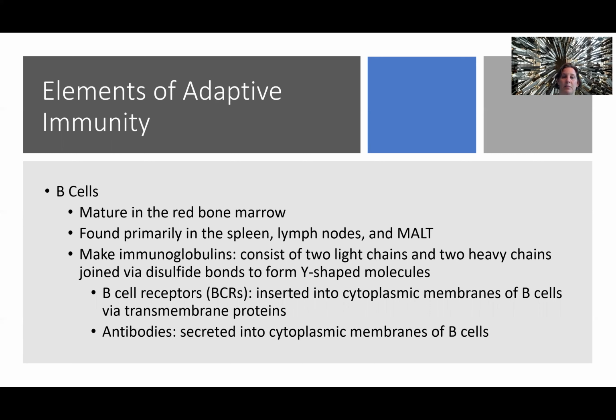So antibodies and immunoglobulins are basically free immunoglobulins. So we have B cell receptors, where we have an immunoglobulin in the cytoplasmic membrane of the B cell, and it's held there by transmembrane proteins. But then we actually have antibodies that are secreted from B cells. So let's actually talk about what those look like here.